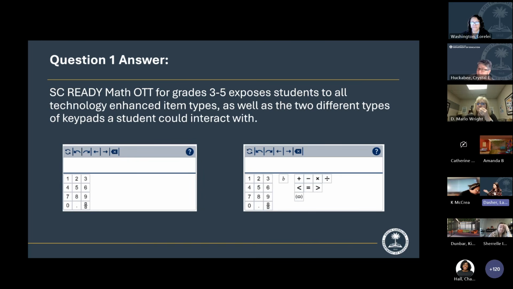Yes, Lori? Yes, that it does apply to grades 3 through 5. Yeah, grades 6 through 8 will have similar keypads as well.